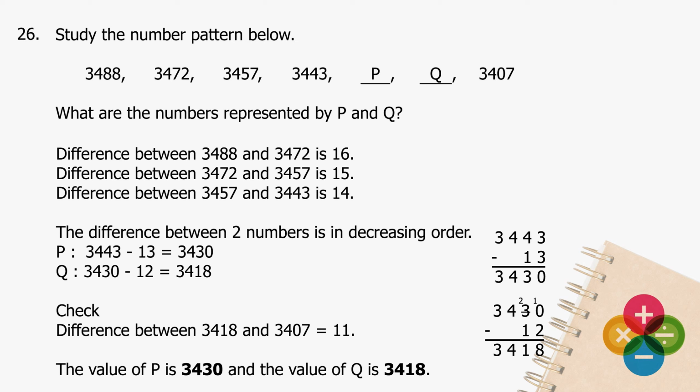The value of P will be subtract 13 from 3,443, and the difference is 3,430. The value of Q will be subtract 12 from 3,430, and the difference is 3,418. Let us do a cross-check on the answer. The difference between 3,418 and 3,407 will be subtract 3,407 from 3,418, and the difference is 11. The value of P is 3,430, and the value of Q is 3,418.